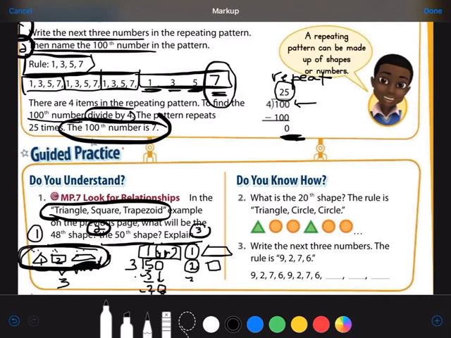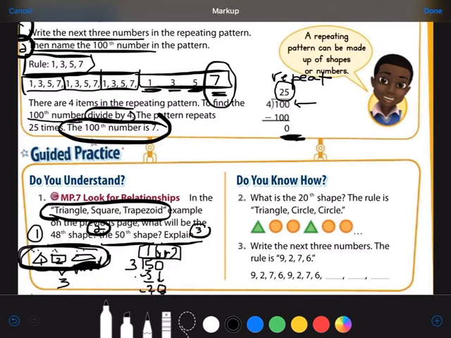And then it says explain. Your explanation is going to depend on what you did. Did you count it out? If you counted it out, your explanation is I counted all the shapes until I got to 48 and 50. If you divided like me, your explanation is I divided the total number by the number of shapes in the pattern. The remainder told me which shape I needed to choose. I don't have room to write it, so you're going to have to write it for me. You might need to pause your video and write it down, okay?